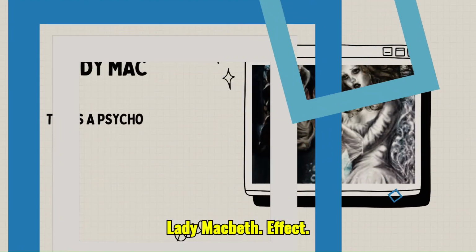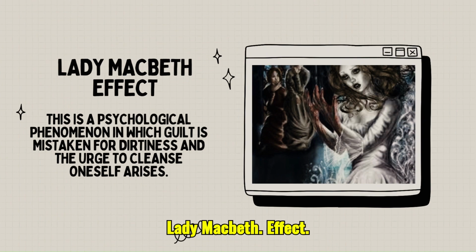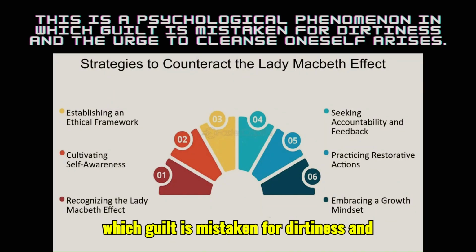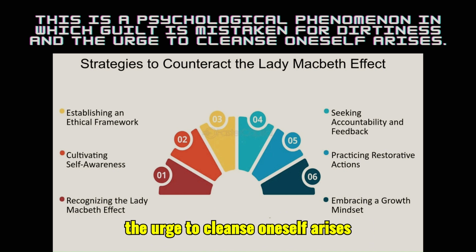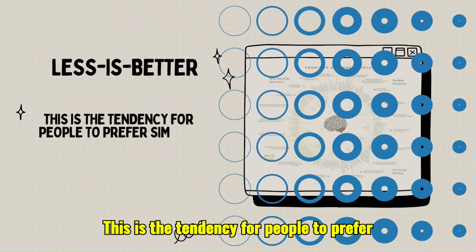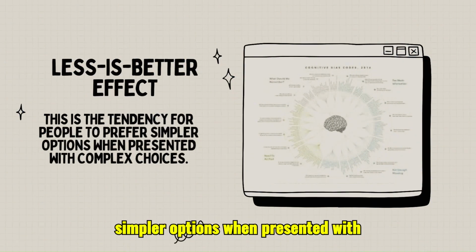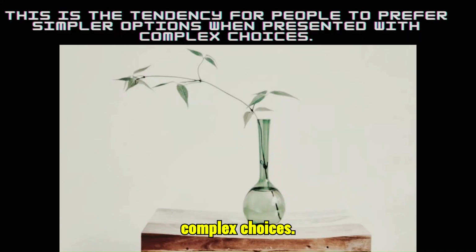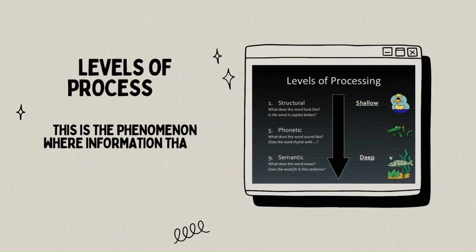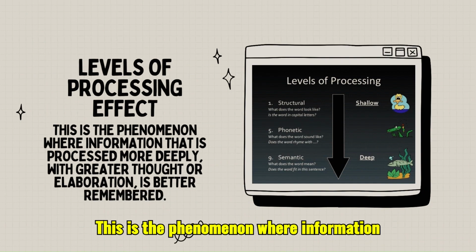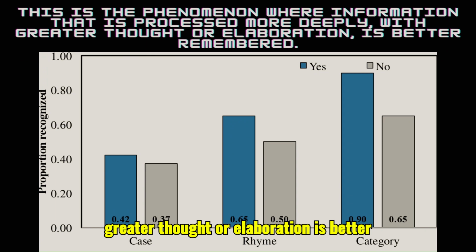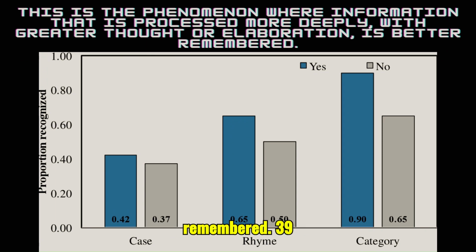36. Lady Macbeth effect. This is a psychological phenomenon in which guilt is mistaken for dirtiness and the urge to cleanse oneself arises. 37. Less is better effect. This is the tendency for people to prefer simpler options when presented with complex choices. 38. Levels of processing effect. This is the phenomenon where information that is processed more deeply, with greater thought or elaboration, is better remembered.